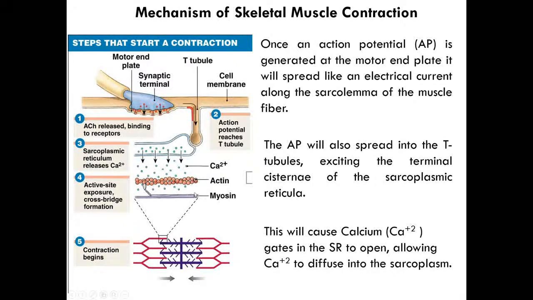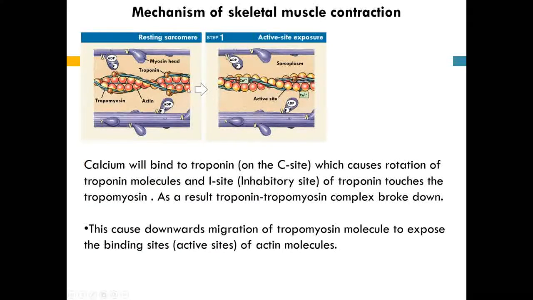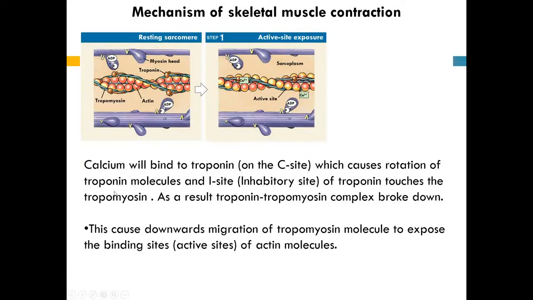So we can see that the sarcoplasmic reticulum is releasing the calcium, and that calcium is binding with the troponin molecules, because we know that there is a C site on the troponin molecules. So that calcium will bind with the C site of the troponin molecules, and the I site of the troponin touches the tropomyosin. Now, we know that there is a T site for binding with the tropomyosin. The troponin is binding with the tropomyosin by the T site, but when the calcium binds with the C site, the I site or the inhibitory site will rotate and touch the tropomyosin.